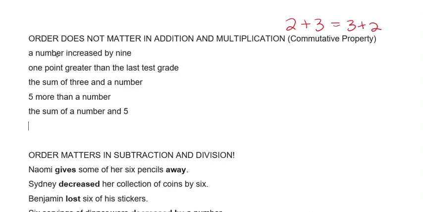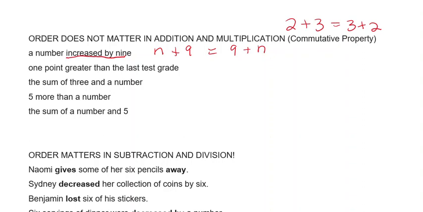So the examples we see here, a number increased by 9. That represents a number. We're starting with some number and we're increasing it by 9. So start with some number and increase it by 9. That would also be equivalent to the expression 9 plus n.